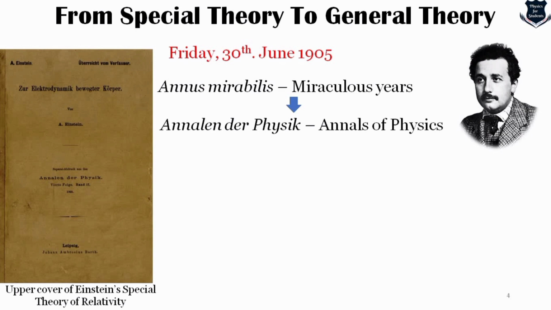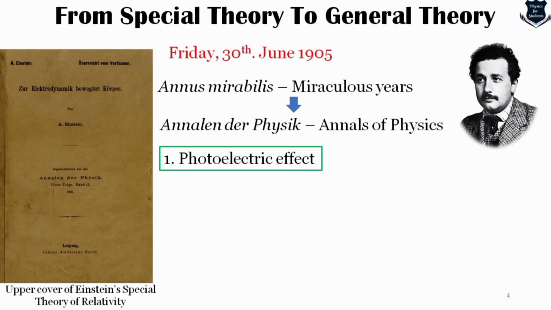Now, these 4 papers were major contributions to the foundations of modern physics. They revolutionized science's understanding of the fundamental concepts of space, time, mass and energy. Because Einstein published these remarkable papers in a single year, that is 1905, it is called the Annus Mirabilis or the miracle year. The first paper explained the photoelectric effect, for which Einstein was awarded the Nobel Prize.